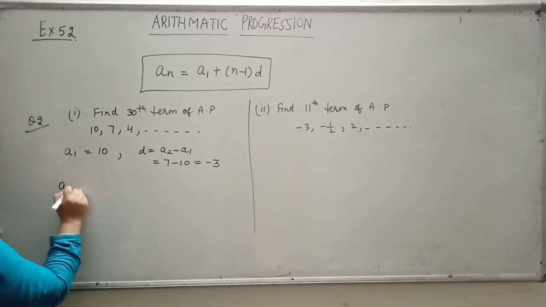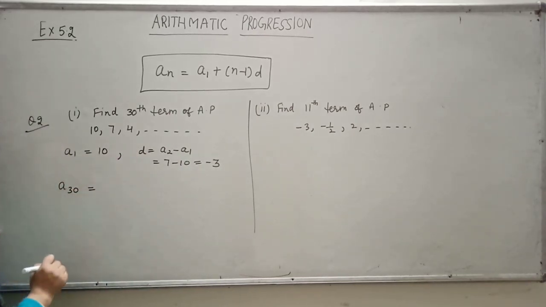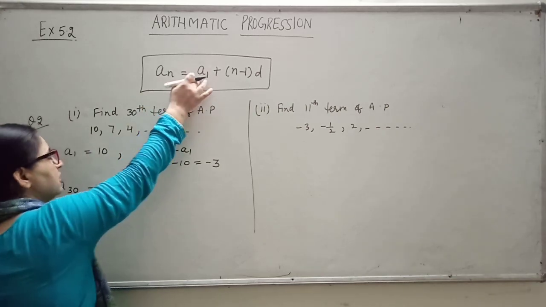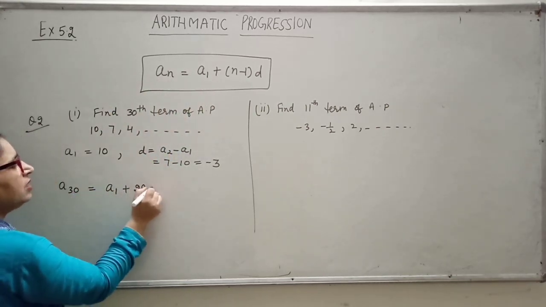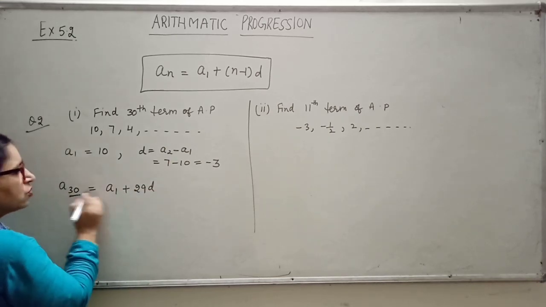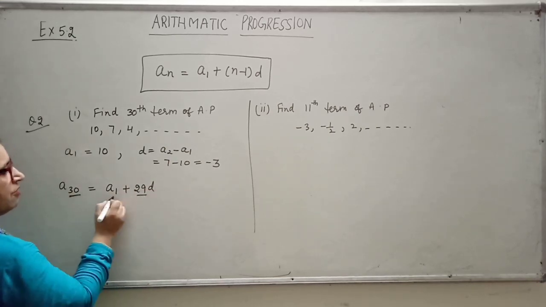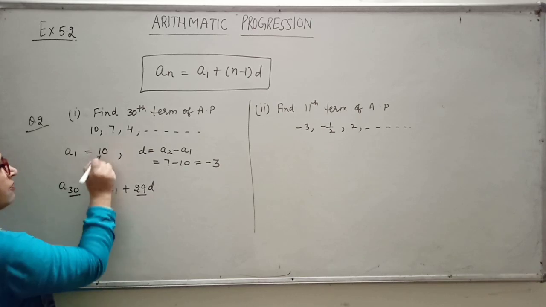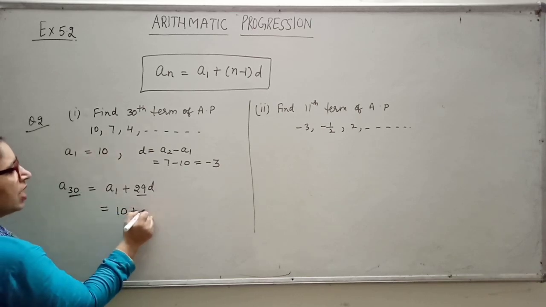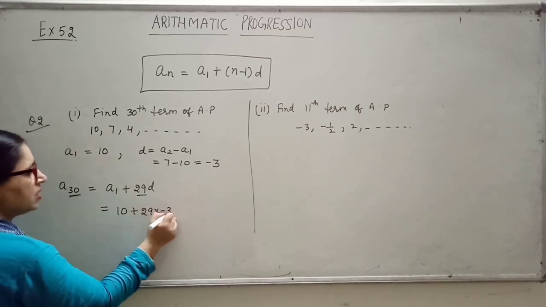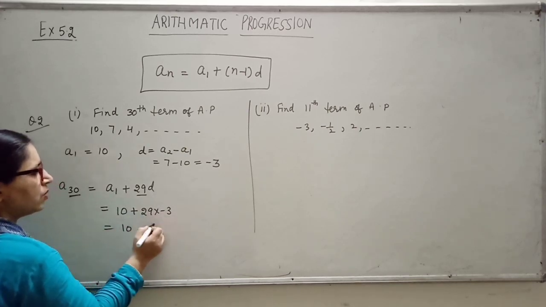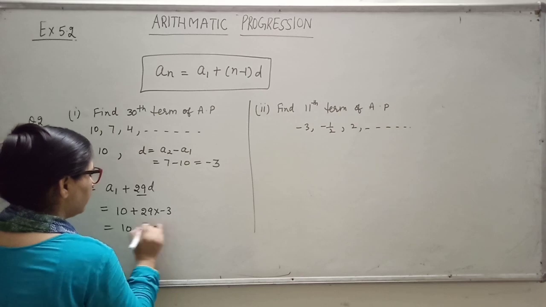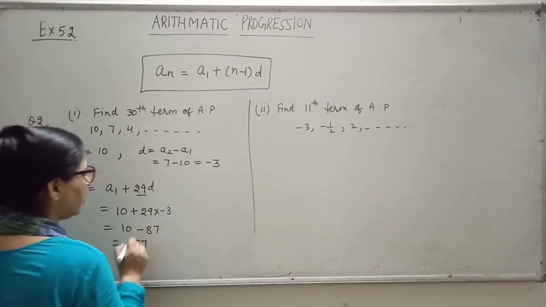You have to find out the 30th term. What would be the formula for the 30th term? This will be a1 plus 29d, because this is the 30th. So here it will be 29d. a1 plus 29d. What is a1? That is 10, plus 29. What is d? That is minus 3. Minus 3 into 29, this is minus 87. Okay.